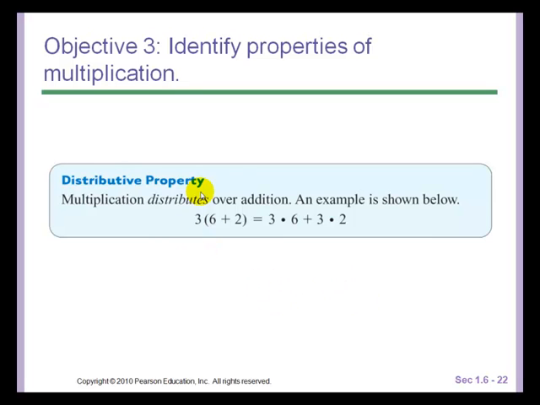And lastly, this is not necessarily a property of multiplication, but instead a property of multiplication over addition. It is called the distributive property. When you have a multiplication outside of parentheses and an addition inside, you can distribute that multiplication. So this means 3 times, you can take that 3 times and distribute it. So 3 times 6 and 3 times 2. This is very important in algebra, and a lot of students make silly mistakes with the distributive property.